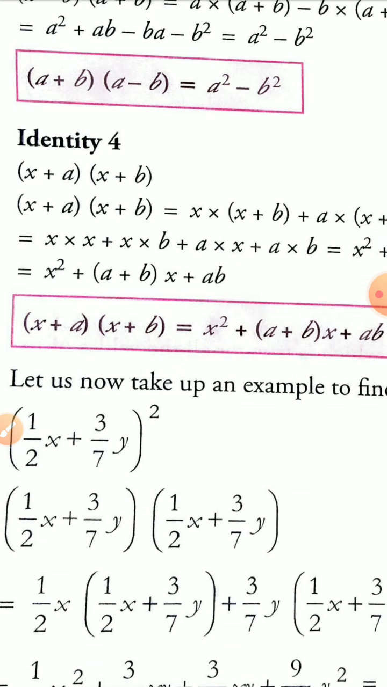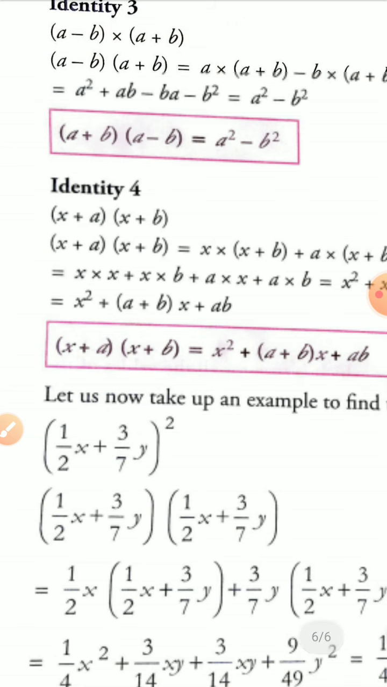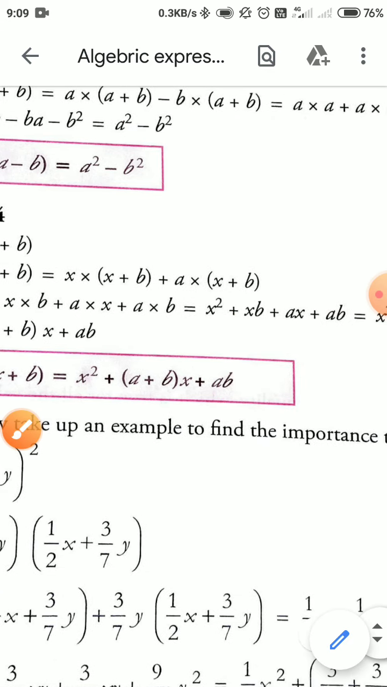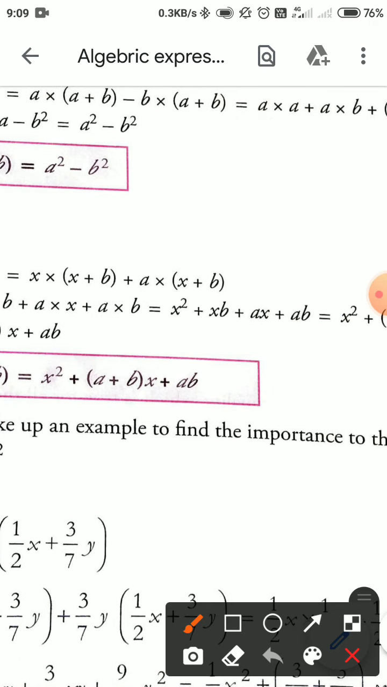If you have to multiply this x plus a into x plus b, again what you will do is you will multiply first x with x plus b, then you will multiply this plus a with this x plus b. What you will get is x square plus bx. If you multiply this a with x plus b, you will get ax plus ab, right? So here you can see that after multiplying these, you will get this expression, right?